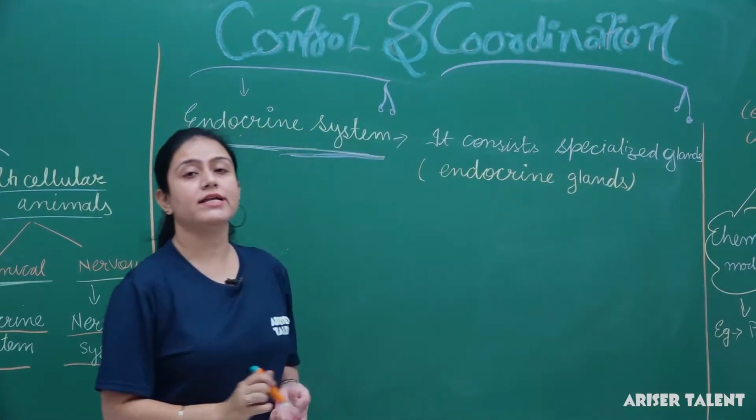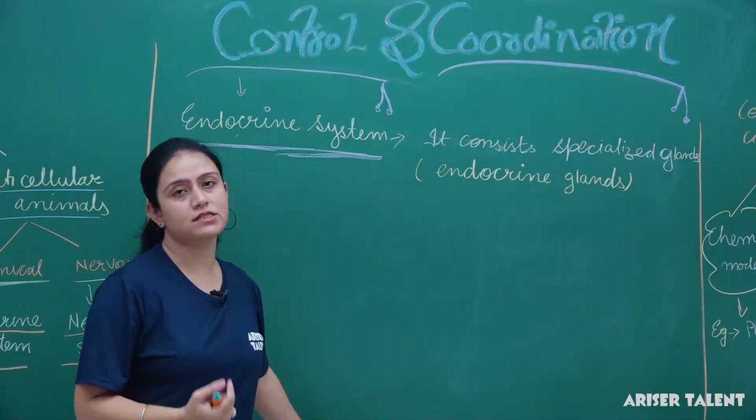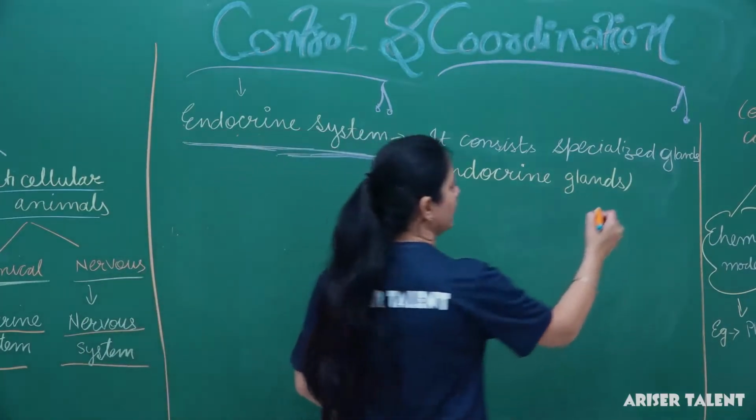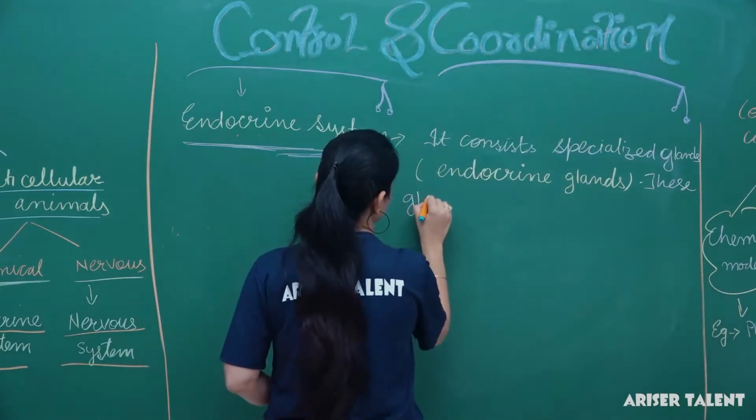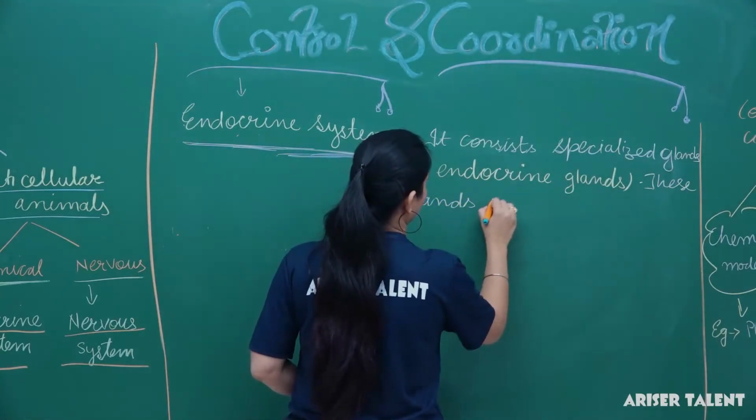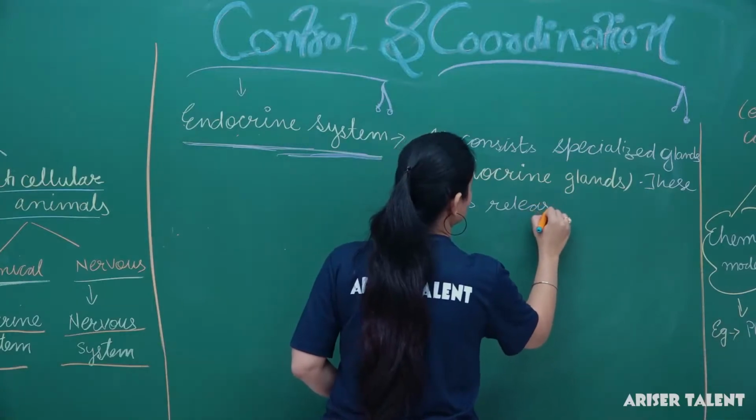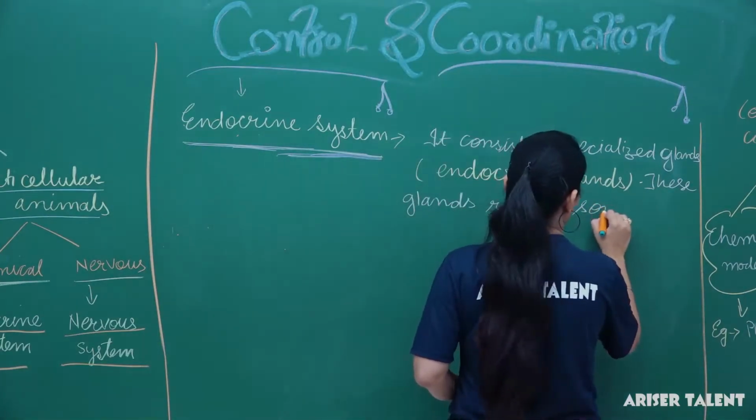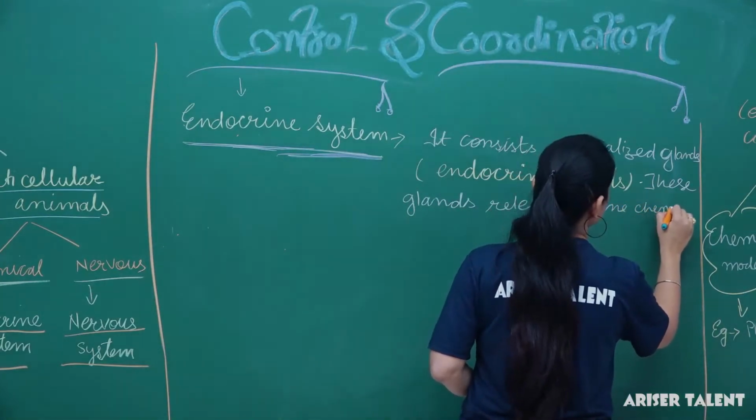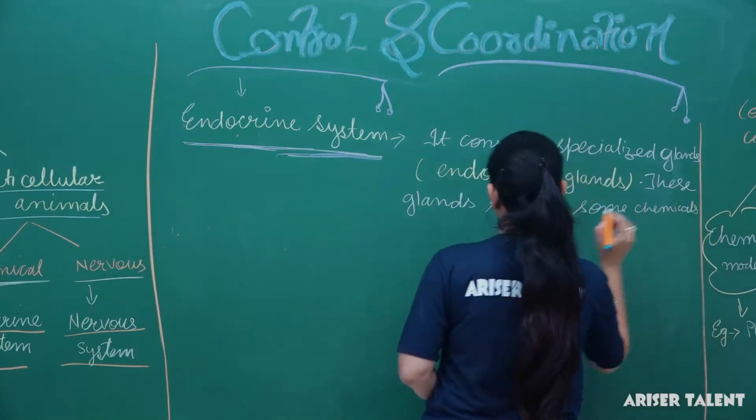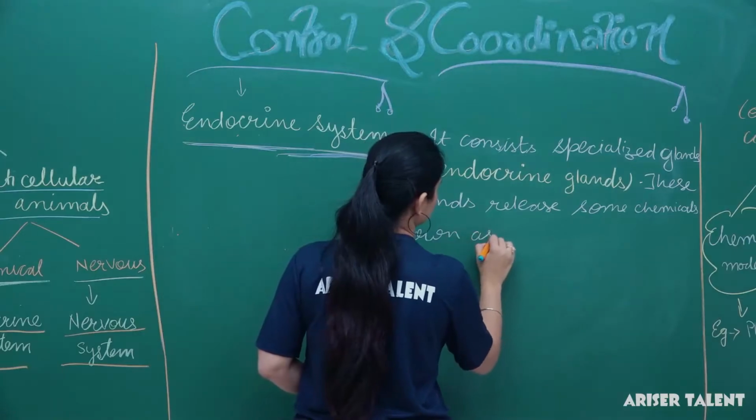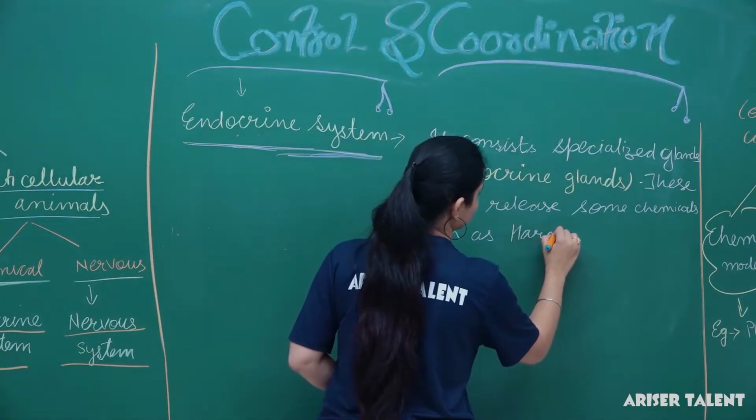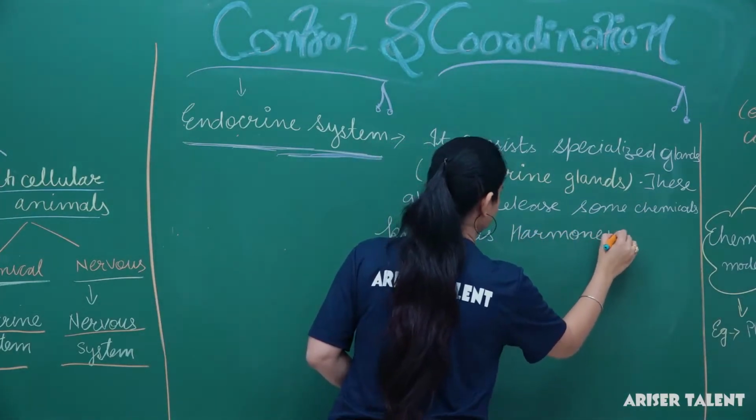These endocrine glands release some chemicals that are known as hormones. Okay, these glands release some chemicals known as hormones. Clear?